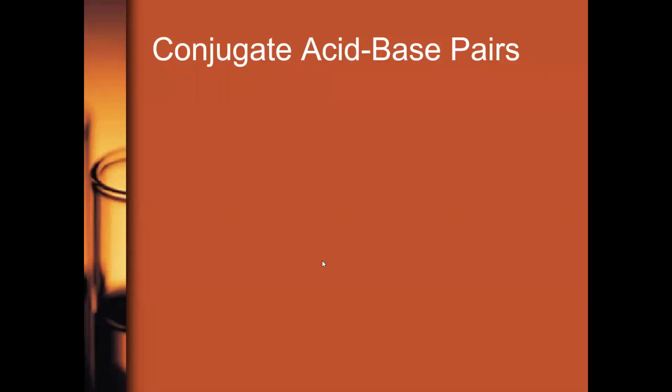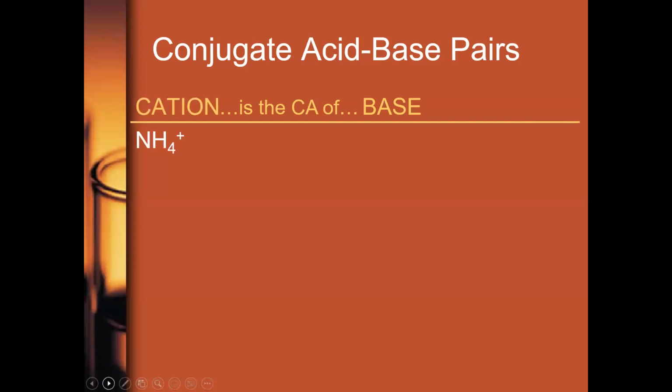So now let's look at our cations. Like we said, cations can act as acids, but they need to somehow produce a hydrogen ion, whether from water or from the cation itself. We already looked at ammonium. Ammonium is the conjugate acid of ammonia.